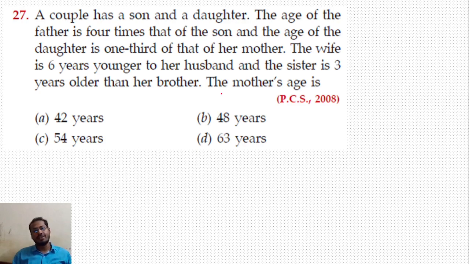The age of the father is 4 times that of the son, and the age of the daughter is 1/3 of that of her mother. The wife is 6 years younger than her husband, and the sister is 3 years older than her brother. So the whole family is creating a problem in this problem, and we just need to find the answer for this.